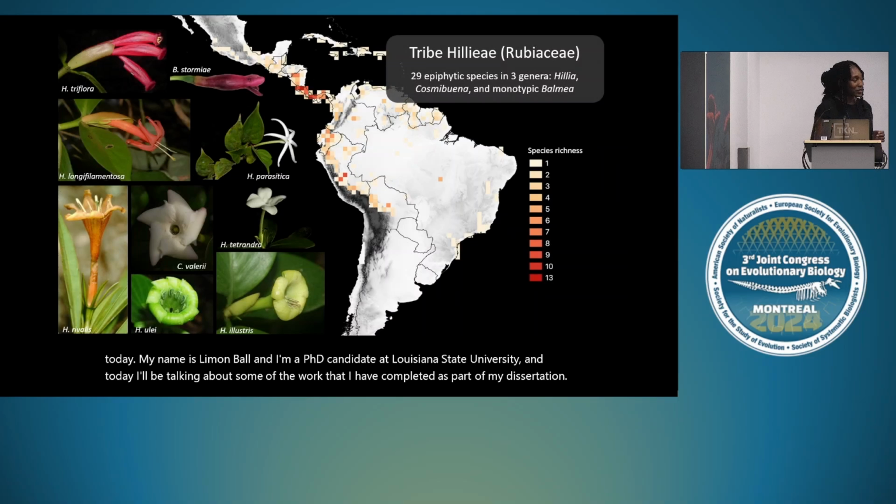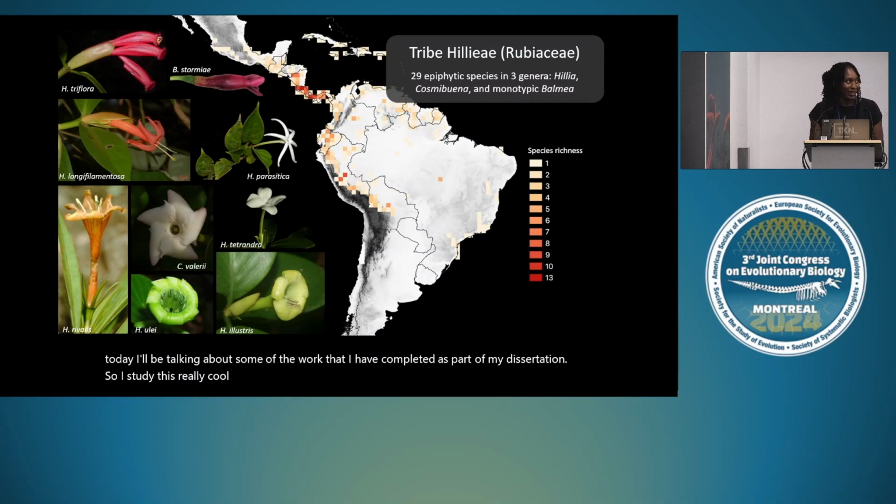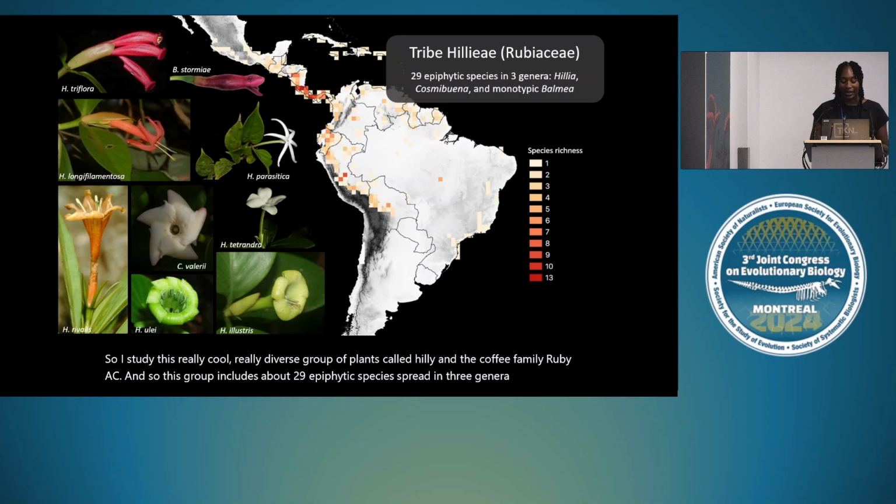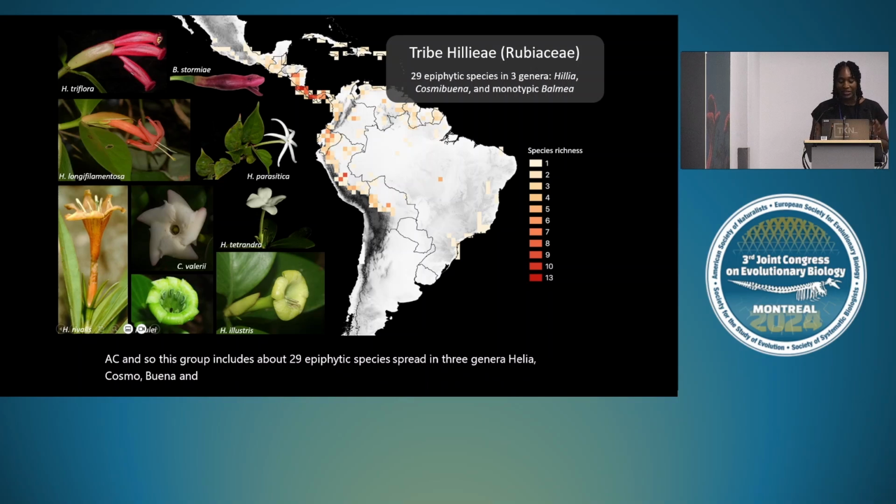So I study this really cool, really diverse group of plants called Hyliae in the coffee family Rubiaceae. This group includes about 29 epiphytic species spread in 3 genera: Hylia, Cosmobuena, and Balmea. Epiphyte means that these are plants that grow on top of other plants, in this case usually large trees. The tribe is distributed throughout Central and South America, but species richness really peaks in Southern Central America.